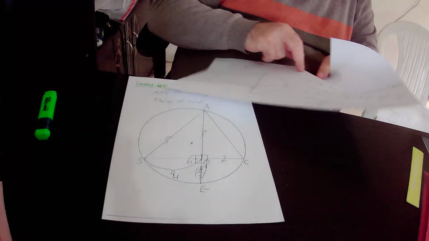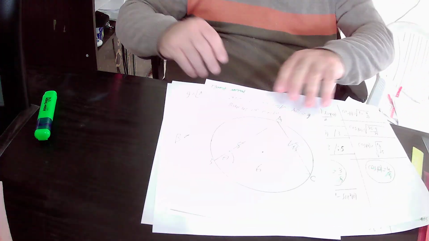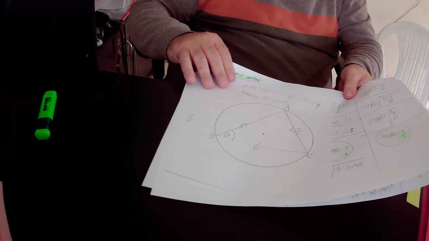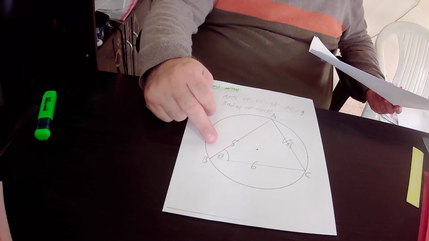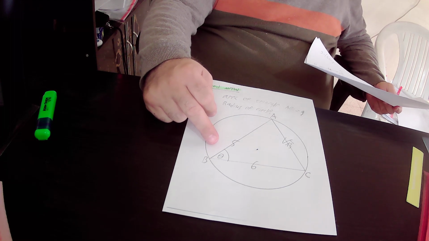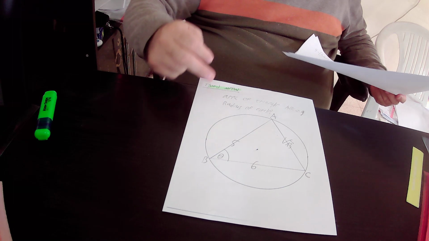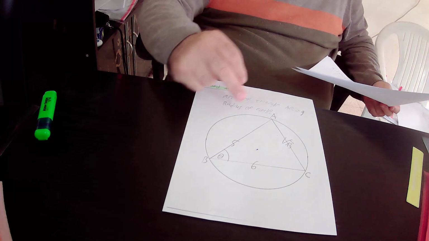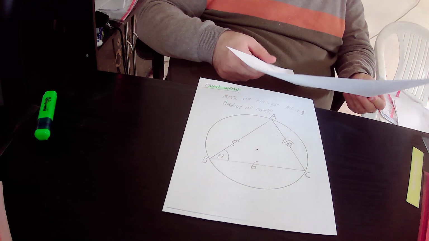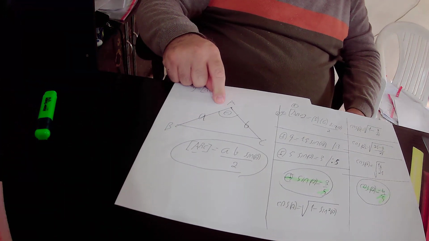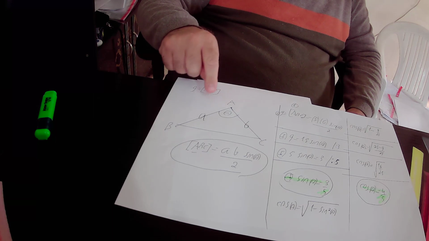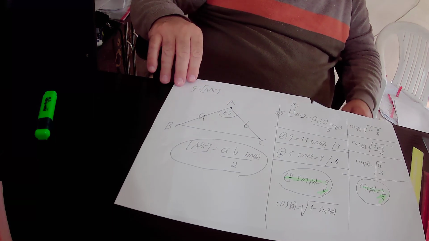Then I presented to you how to find out the radius of the circle according to the third method. In the third method, we define angle ABC as theta, and we know that the area of any triangle, if this is triangle ABC, that could be any triangle, equals A times B times sine theta over 2.